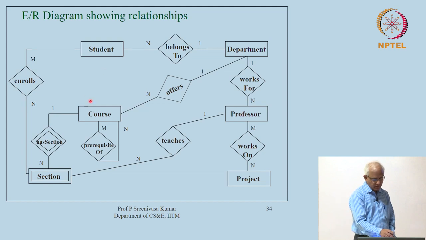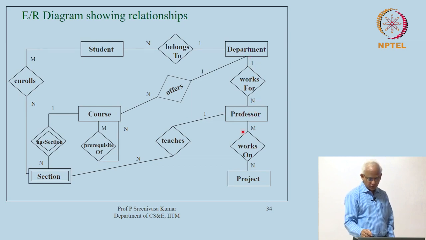Okay, now let us focus on the various relationships that we have here. The student belongs to a department, so it is a many to one relationship: many students belong to one department. Department offers several courses, so it is a one to many relationship. Professors work for department is a binary relationship between professors and department. Many professors work for a single department, and each professor works for exactly one department. That is why it is one to many.